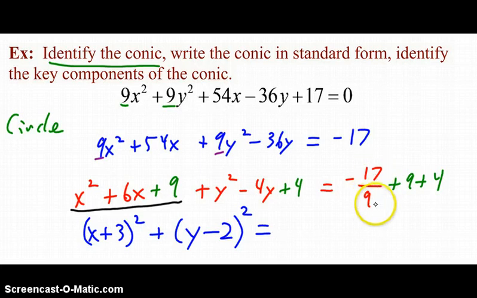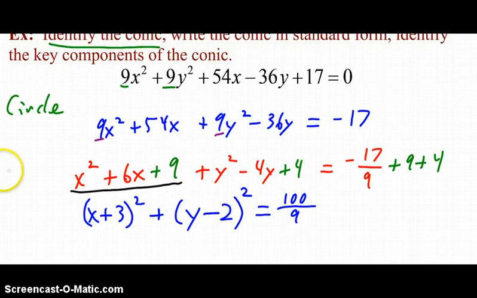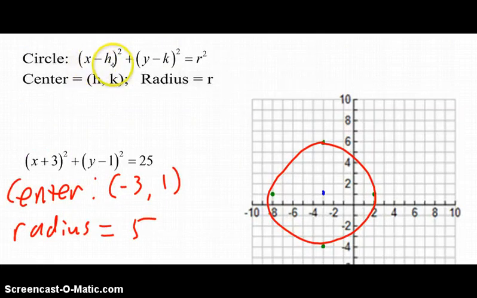Now over here, negative 17 ninths plus 9 plus 4, get a common denominator, simplify, and this is going to be 100 over 9. So what do we have here? We have our standard form. We can see that because it matches the x minus h squared plus y squared equals r squared.